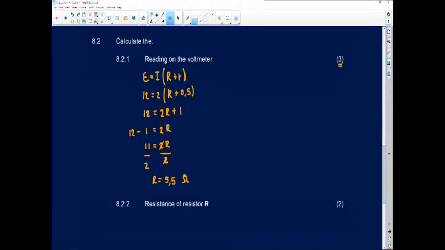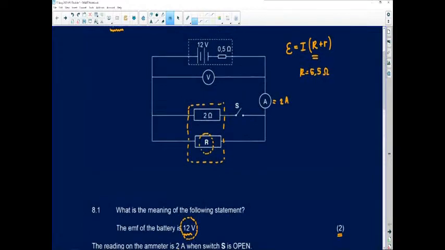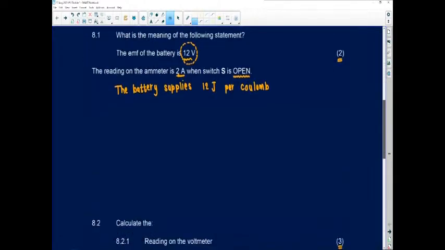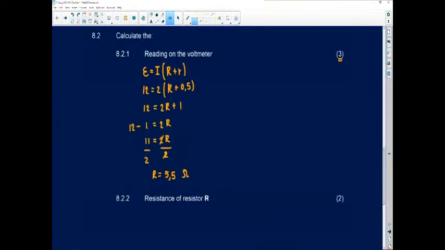But I'm not finished. They did say they want the reading on the voltmeter. Just want to check where the voltmeter is one more time. This is the voltmeter over here. So I do have R. I can therefore find the voltmeter reading since I also have the current. So what am I going to do now? I'm going to use the formula R is equal to V over I. Remember, R is the R that I just found.